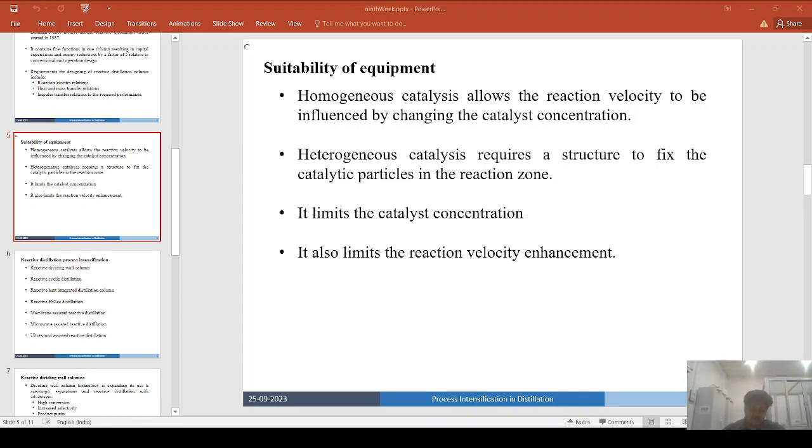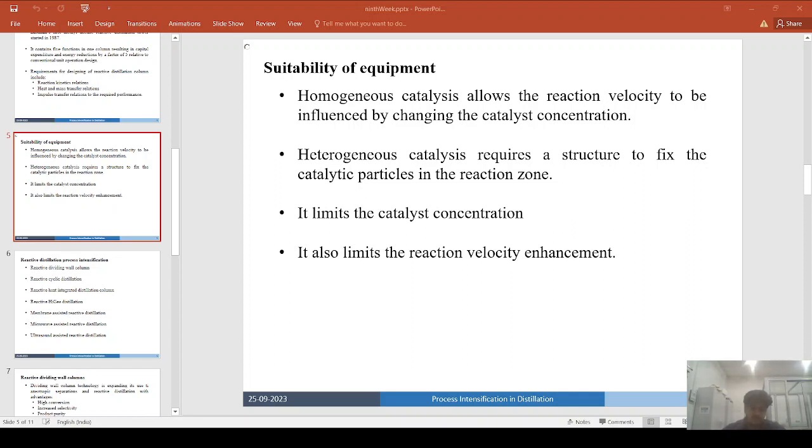Another issue is that the reaction velocity can be enhanced only to a certain limit, which will be set by the attainable concentration range. Because your catalyst concentration is set to a given limit and cannot be increased or decreased, your reaction velocity can also be enhanced only to a particular limit, where it will hit the wall. The reason is that your attainable catalyst concentration is up to a certain range only, so you cannot enhance it further beyond that wall.